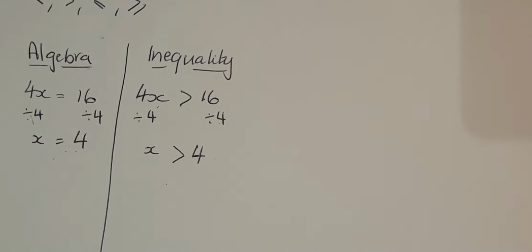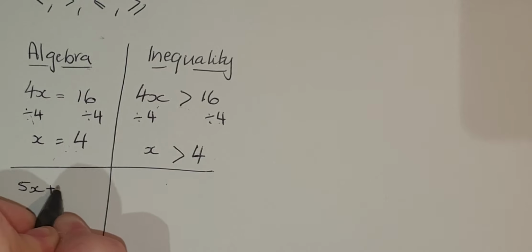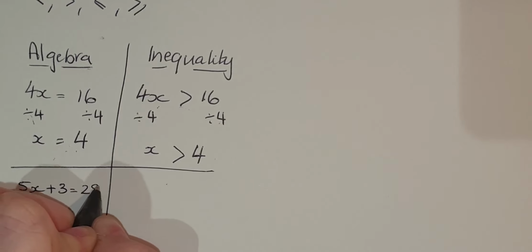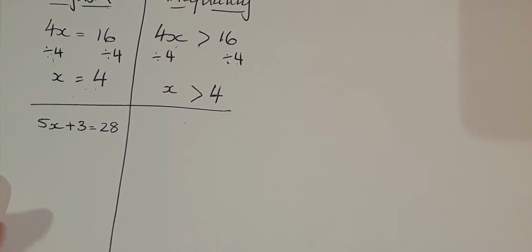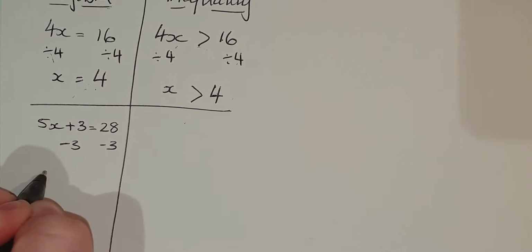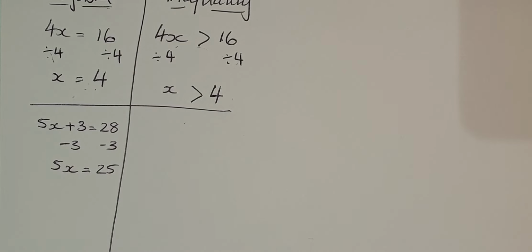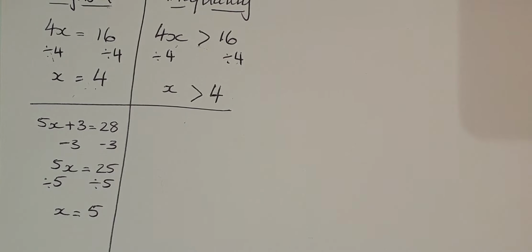If we had one that was more than one step, let's say, for example, 5x plus 3 is equal to 28. First step, we would minus the 3. So 5x would be equal to 25. We would then divide by 5 on both sides. Therefore, x would be equal to 5.